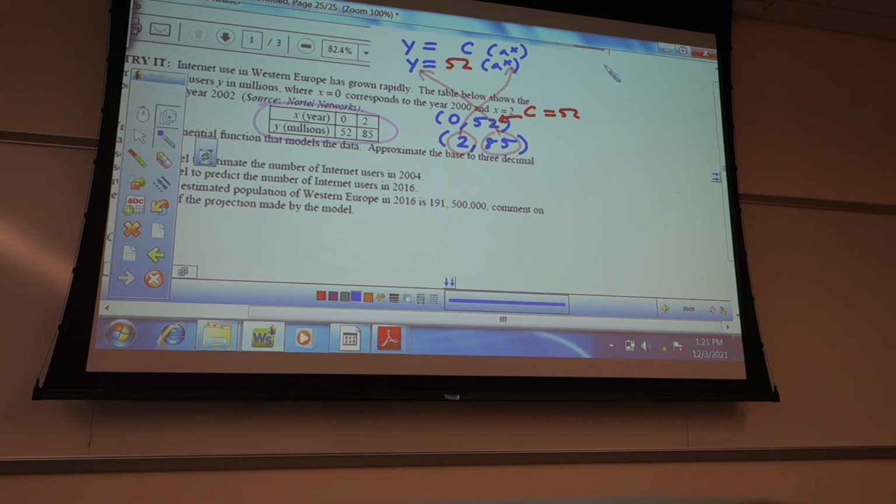So I'll have 85 equals 52 times A to the second, because that's the 85 on the 2. I need to solve for A. How do I solve for A? First divide by 52. Yeah, first divide by 52. And I think David, what'd you get for that?